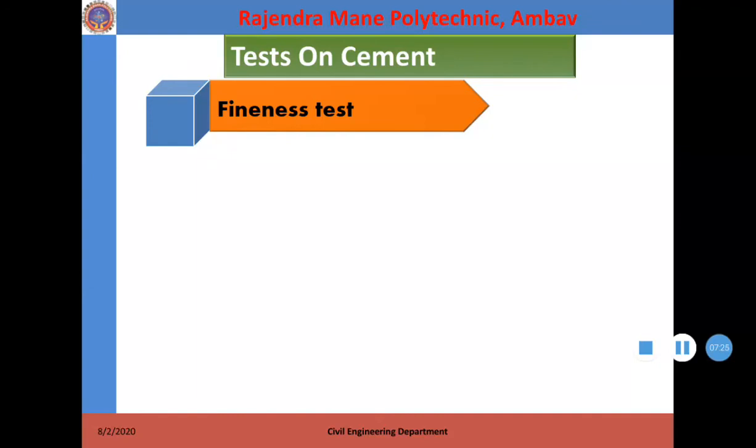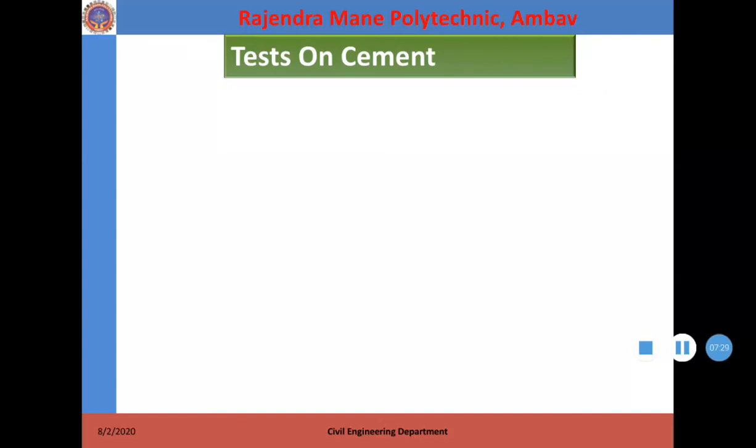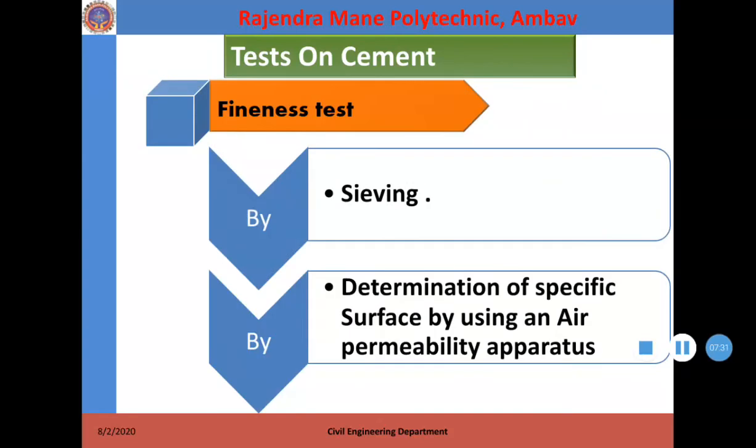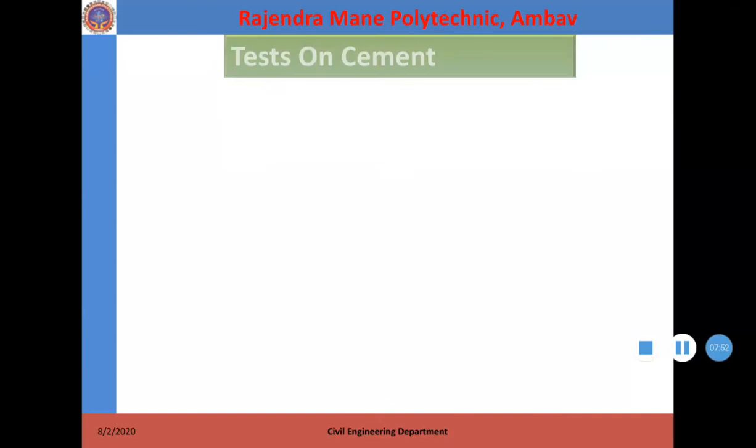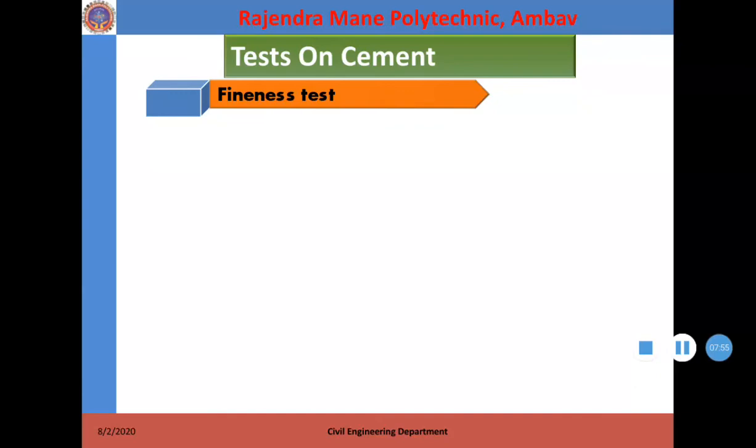So the fineness test is conducted in two ways. First, by the sieving method, and second, by determination of specific surface using an air permeability apparatus. First we will see the fineness test using a sieve.